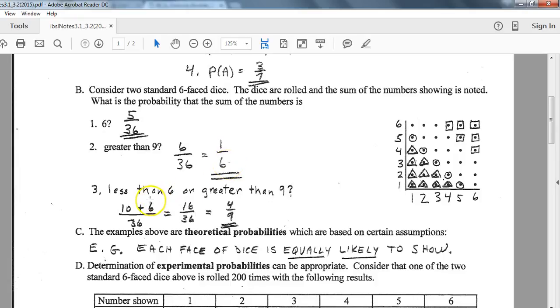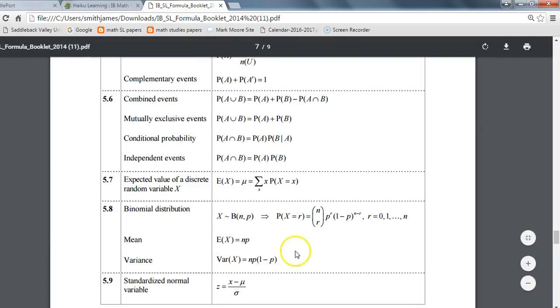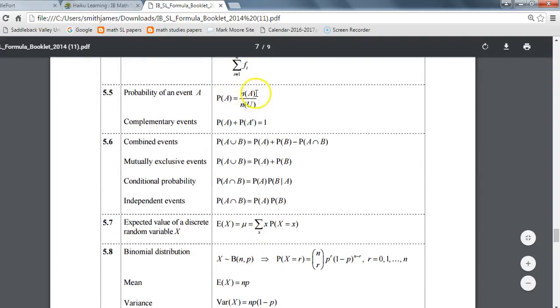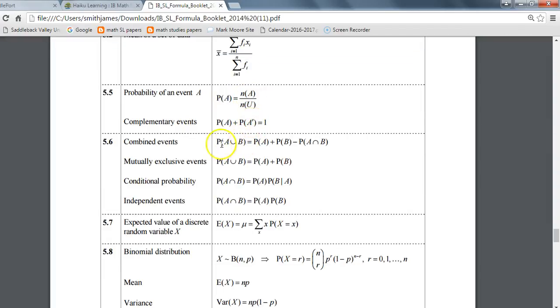So right here we have less than 6 or greater than 9. One thing to make note of as we move through this chapter is there are a lot of formulas in your formula packet for this chapter. All of these that you see here all connect to probability. This is the one we started these notes with. We're going to be looking at complement events, all these. So right now we're looking at this case right here.